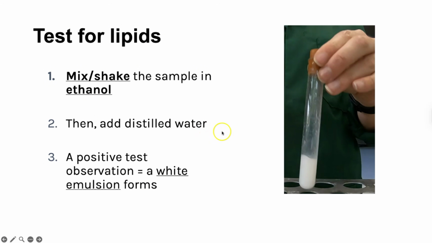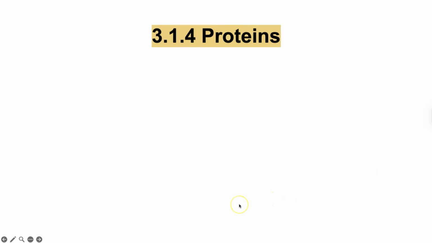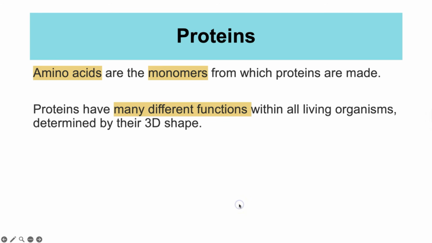And in the mark scheme, they often accept you saying mix and shake at point 1 and at point 2. Whenever I've done this experiment in the lab, I always do it in this order, and you can see you do get that test result there.